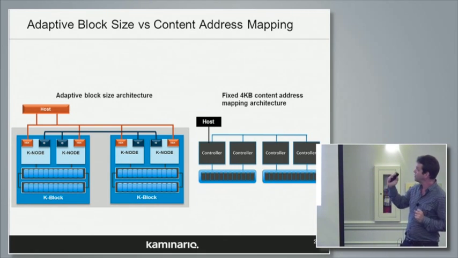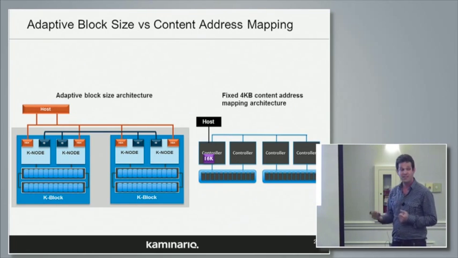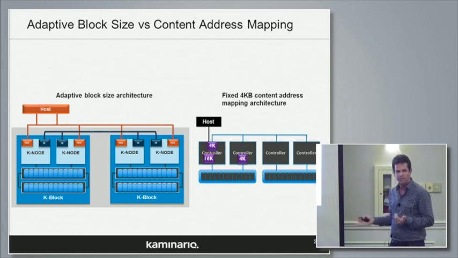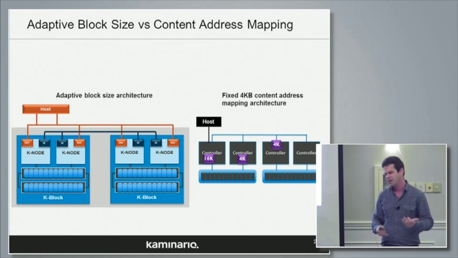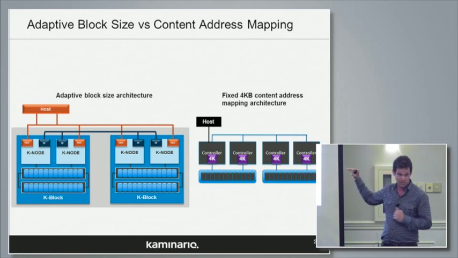One is called content address mapping. It's very easy to understand according to the name. 16K of data arrives to one of the controllers, and each architecture has its native block size. In this example, we are using 4K. We have vendors that are using 4K. I believe SolidFire is using 4K. I believe EMC XtremIO moved to 8K because of the limitation that I'm about to explain.